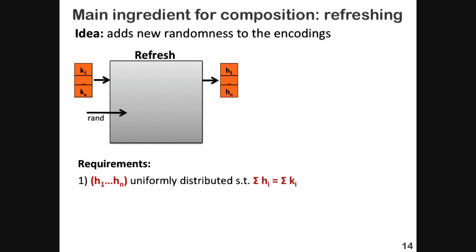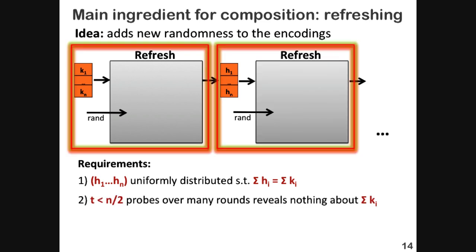And this refreshing algorithm works on a high level like this. We have some input encoding K1 to Kn and produce some output encoding H1 to Hn. Internally, it uses some randomness. The first requirement that we want is correctness. So if this was an encoding of K, then the output would also be an encoding of K. This is the correctness requirement.